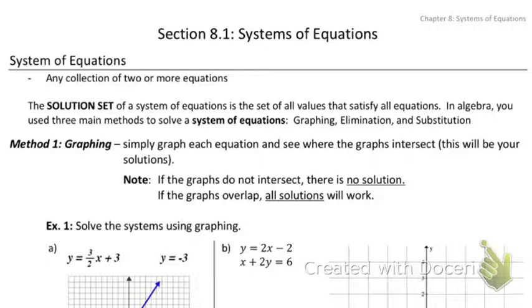Now, when graphing, we're going to simplify each equation and see where the graphs intersect. If the graphs do not intersect, there is no solution. And we'll talk about that on the other side. If the graphs happen to overlap, in other words, you draw a line and you draw that same line over it, that is going to be all solutions will work.